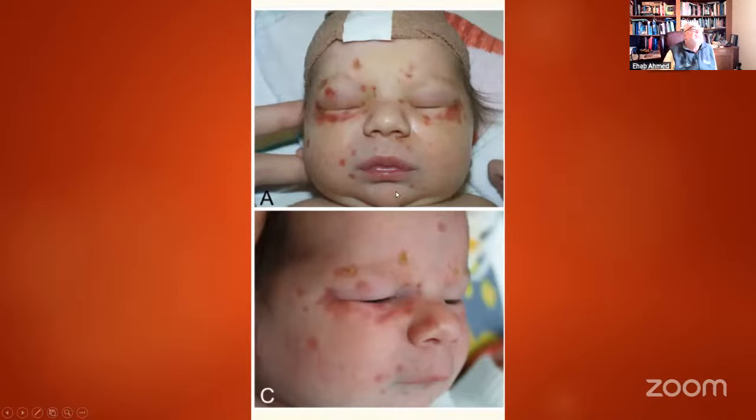This is a newborn infant, and this is the classical face rash of what? Congenital... Yeah, it looks like impetigo. It looks like CMV. But it is lupus. Yes, Dr. Mustafa, it is congenital lupus.